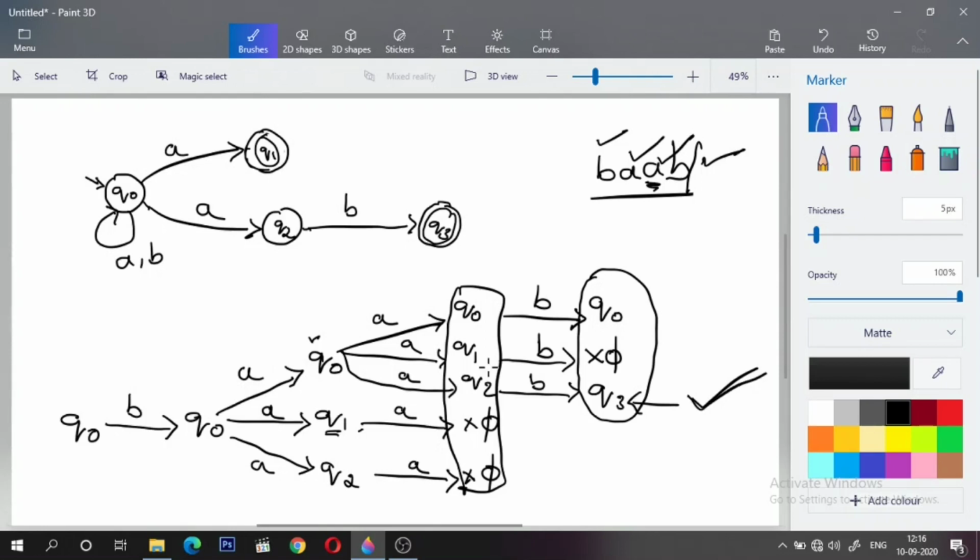So at the end, I should have at least one accepting state. If I don't end up in a set of states which has an accepting state, then my string is rejected. So this is how the NFA, or NDFSM, works.